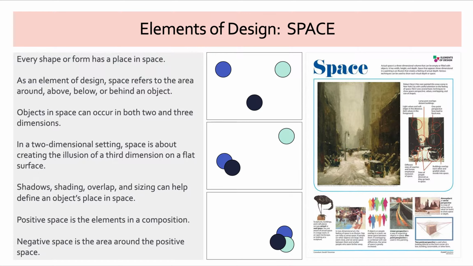Okay, so space. Every shape or form has a place in space, and we define that space in our world often as a piece of property or a plan or the room or the foundation, right? So space for us just basically means where are we locating our shapes or forms within our context. And so space can not only refer to the area around, above, or below an object, but can also be behind it. And objects, obviously, we know can occur in 3 dimensions.